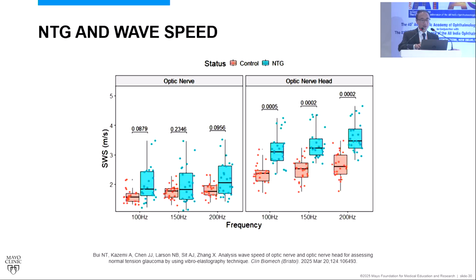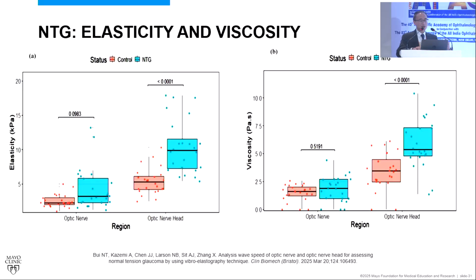And so this was some fairly recent results that we've published. And what you can see here is that in normal tension glaucoma patients, first of all, the wave speed is higher. And what that means when the wave speed is higher is that the elasticity is higher. So glaucoma patients have stiffer optic nerve heads and stiffer optic nerves. And then the viscosity in the optic nerve head as well also tends to be higher. So higher viscosity means that it deforms slower in response to a force.